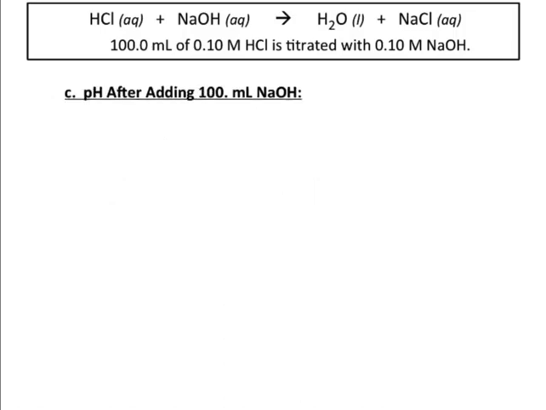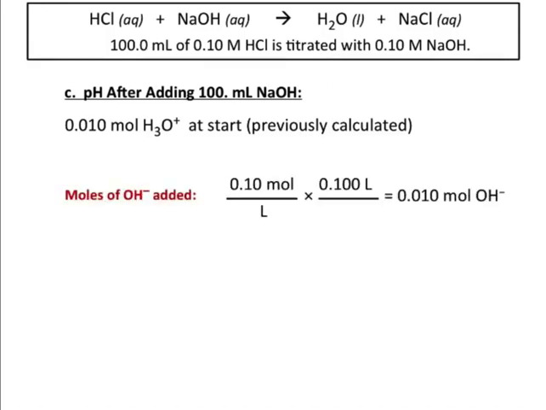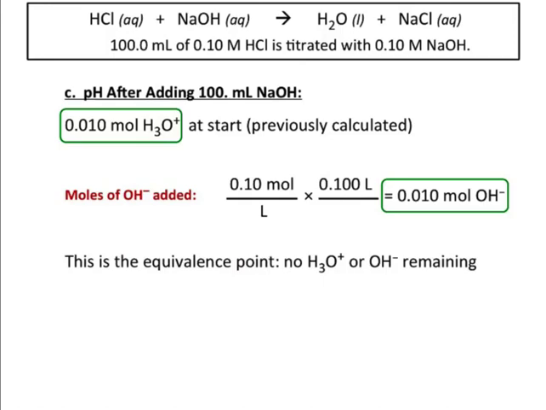All right, now let's find the pH after we've added 100 milliliters. For this problem, since the concentrations are the same, when you've added equal volumes, then you know you're at the equivalence point. If the concentrations aren't the same, then you might have to do the math to figure out where you are. So here's the number of moles of acid at the start. We calculated this in the previous part. Here's the number of moles of hydroxide that we've added. And hey, these are the same. So here we're at the equivalence point.